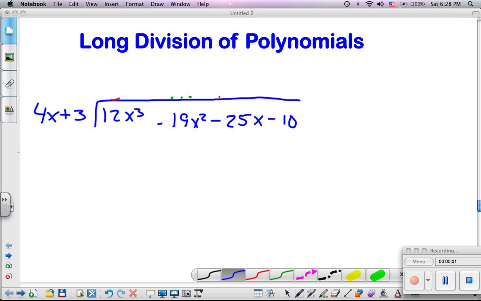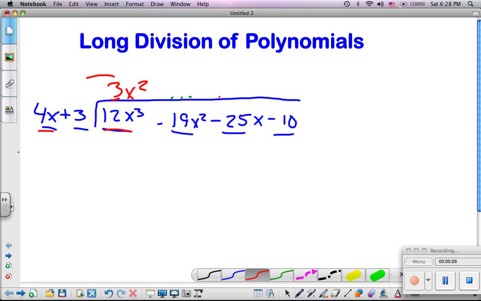Let's try long division of polynomials, which corresponds to section 7.6 in your book. Okay, so if we were trying to divide 12x cubed minus 19x squared minus 25x minus 10 by 4x plus 3, the very first thing we want to do is divide this 12x cubed here by the 4x, okay? And that's going to leave us with the 3x squared.